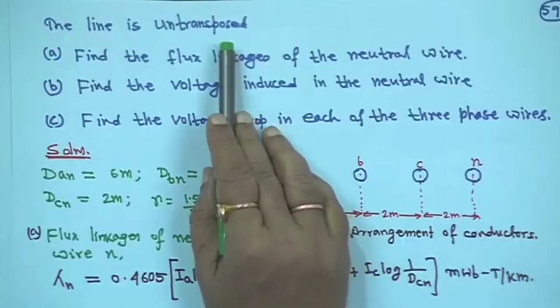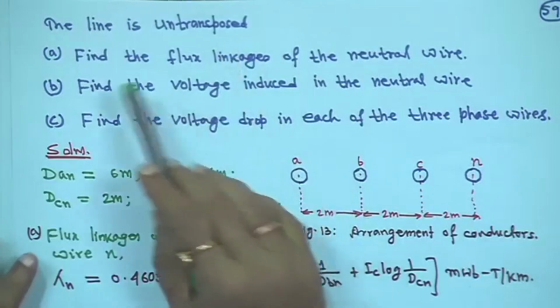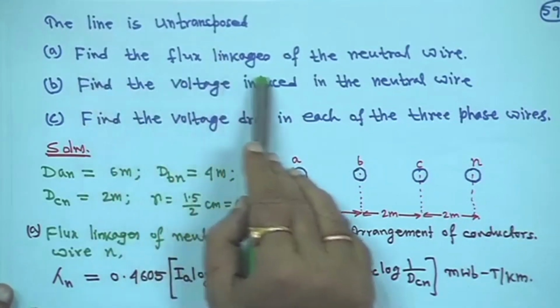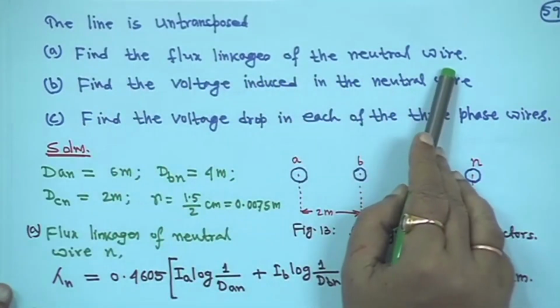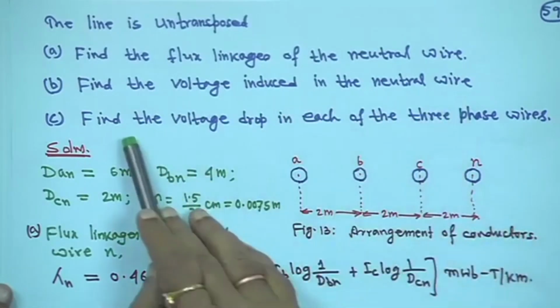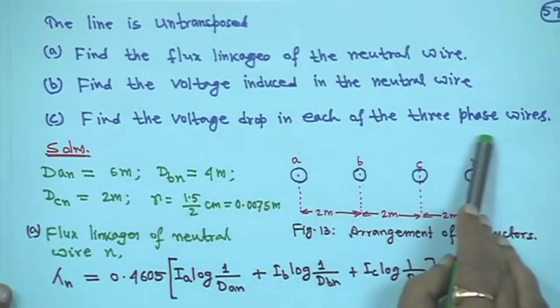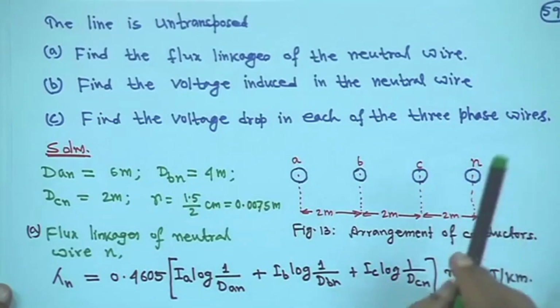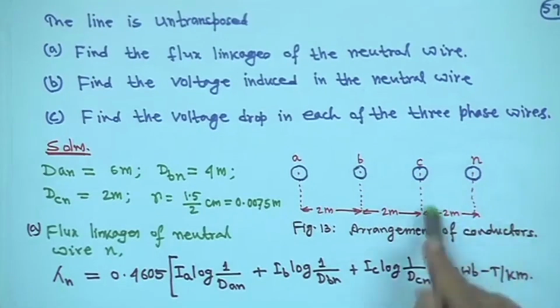Given that the line is untransposed, you have to find the flux linkages of the neutral wire, find the voltage induced in the neutral wire, and find the voltage drop in each of the 3 phase wires. First is the diagram, it is on the horizontal plane.